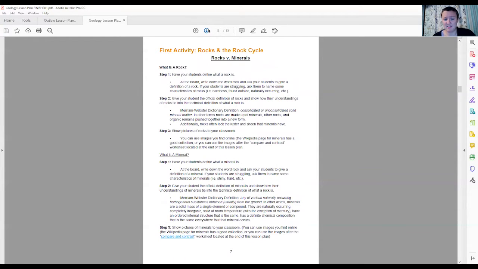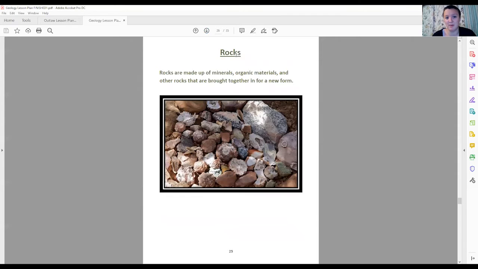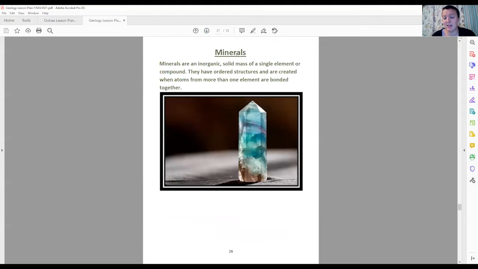The first activity in this lesson plan is to teach your students what a rock and what a mineral is, and what the difference is between these two objects. This might seem really obvious at first, but once you really start thinking about it, it's something that you learn over time to identify. So here we have our sheet that is a rock, and this is a mineral.